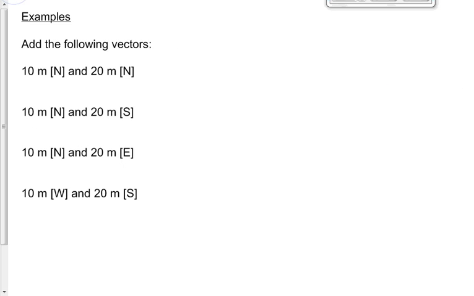All right. Let's just do these ones as a group here, these quick examples, okay? Add the following vectors. 10 meters plus 20 meters to the north.